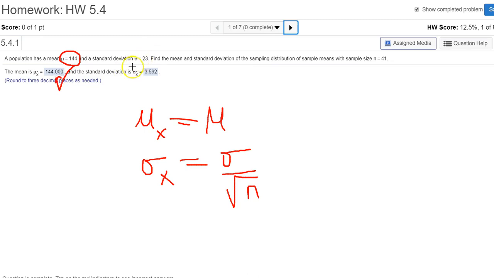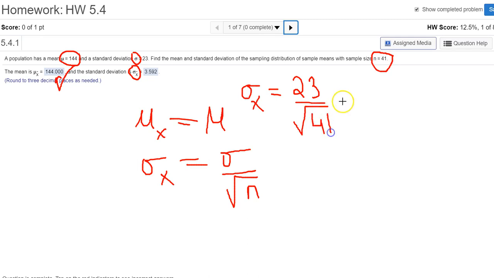Now we have to work with the population standard deviation and the sample standard deviation. The standard deviation of the sample is the standard deviation of the population, which is 23, over the square root of n, where n is 41. The square root of 41 is simply 3.592. Okay? Alright, moving on to the next problem.